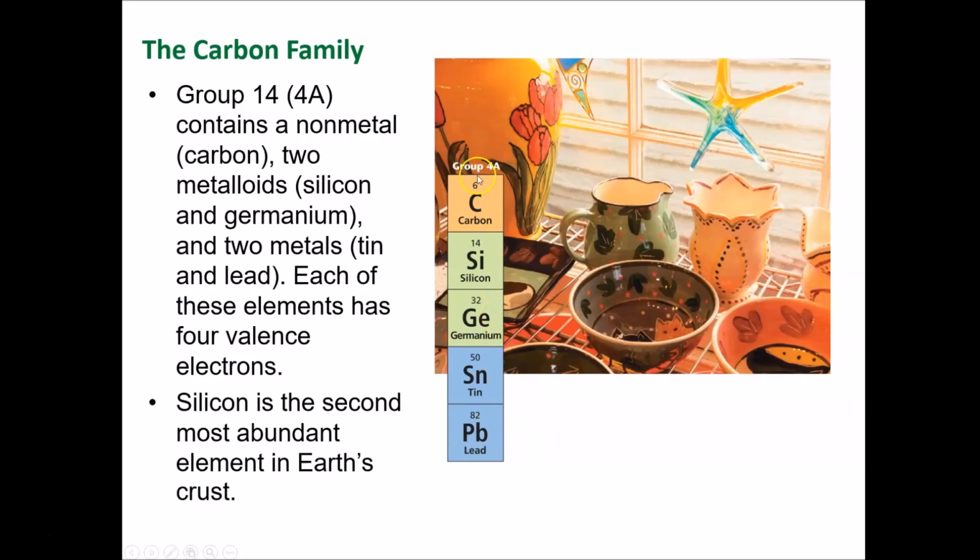Right? Since we're in group 14, remember, 4 valence electrons. We learned that pattern the other day. And then silicon, which is in this group, this is part of the metalloids, right? Silicon is the second most abundant element in the Earth's crust. So aluminum and silicon happen to be very abundant. Right? There's a lot of it out there.